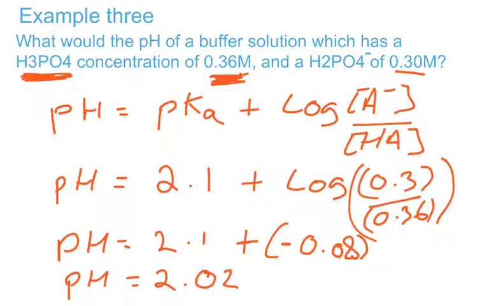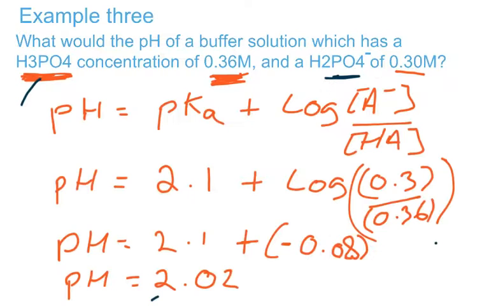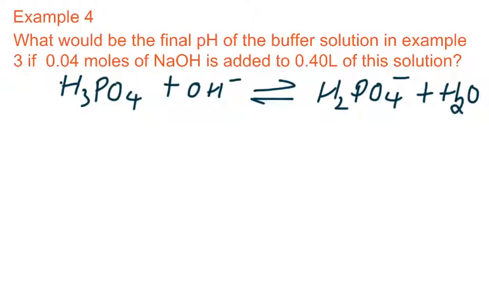And we made a successful buffer because this is our acid and that was our conjugate base, right? And we figured out the pH of this buffer. We figured out that the pH is 2.02, right? Okay, now you have to use some logic. If you're adding a strong base, sodium hydroxide, to a solution, what would you expect the pH to do? You would expect the pH to go up, right?